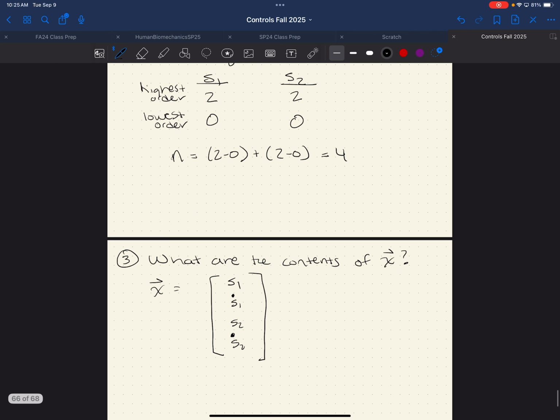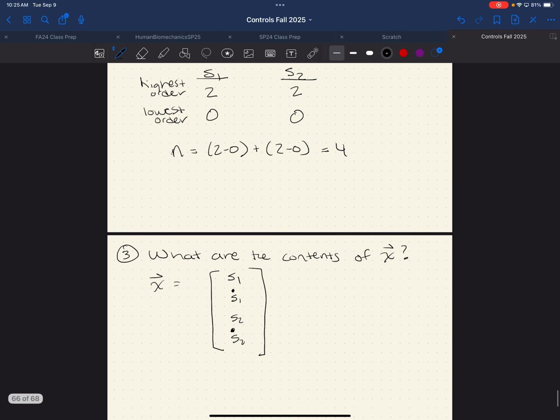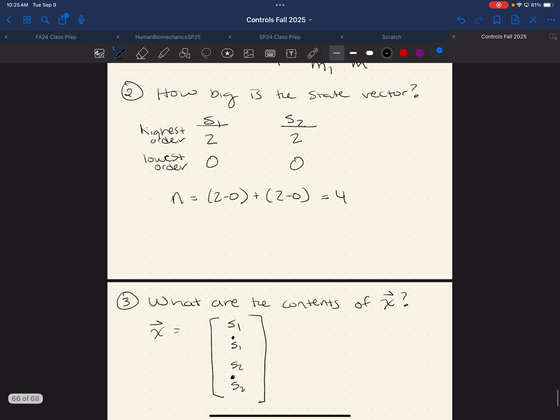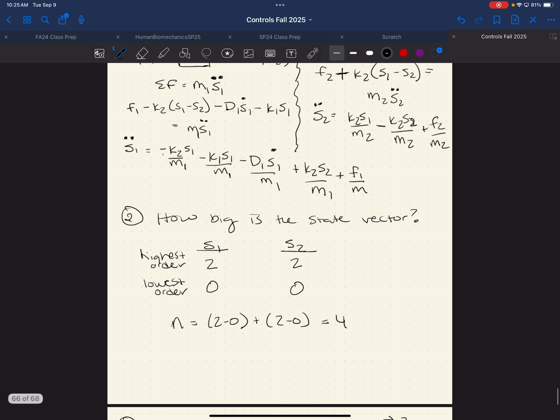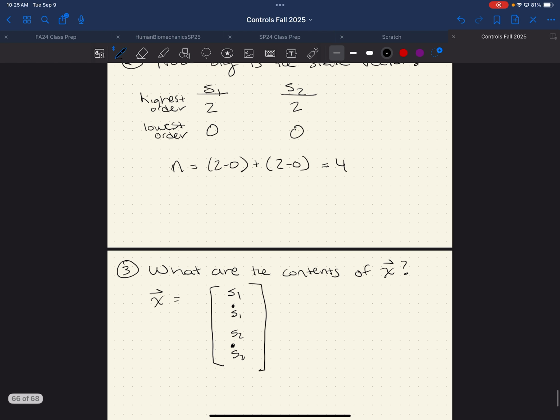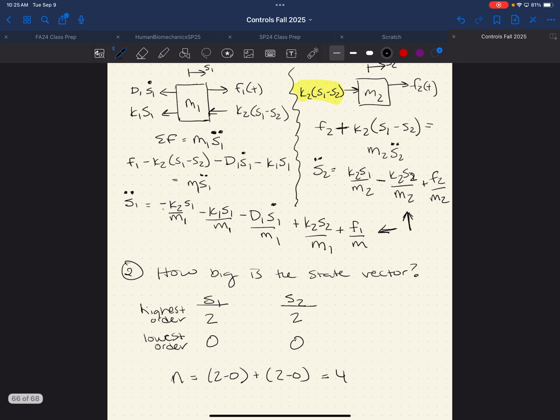So notice here, someone has asked in the past, how can I have S2 dot in my state vector if it doesn't actually show up in either of my equations of motion? Is that okay? Or is that not okay? So S2 dot is a member of my state vector, but it doesn't show up in either of my equations of motion. Do either of those equations have an S2 dot in them? No. Is that okay or not okay? It's fine. Totally fine.